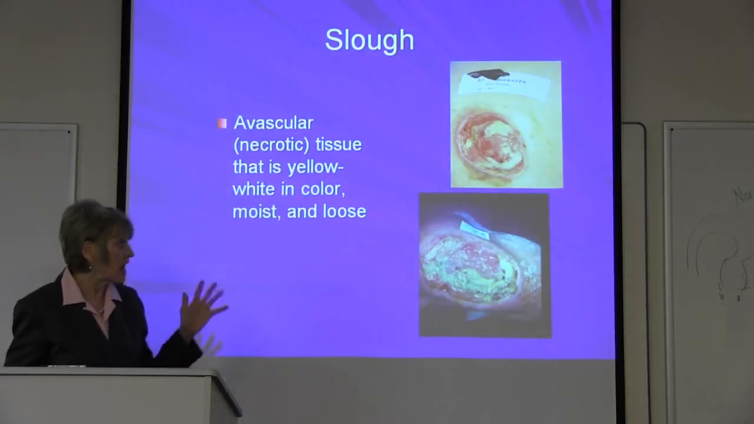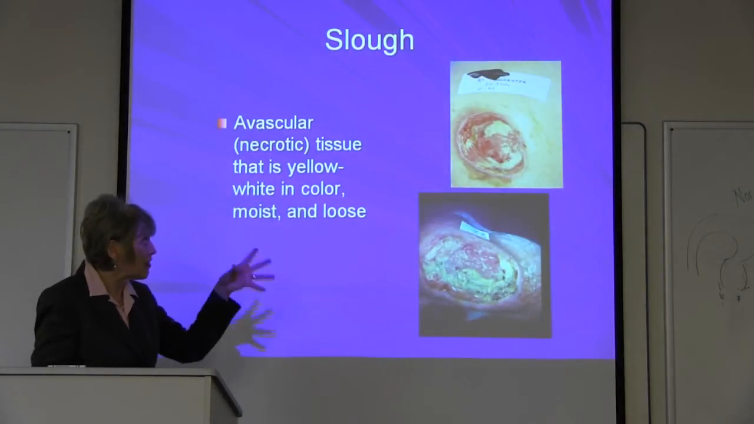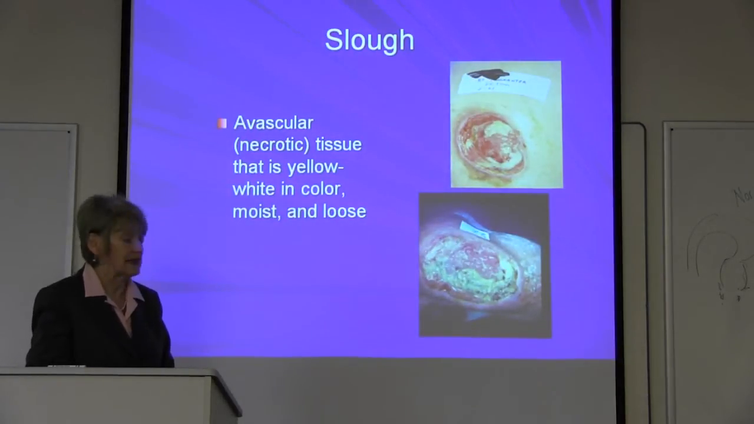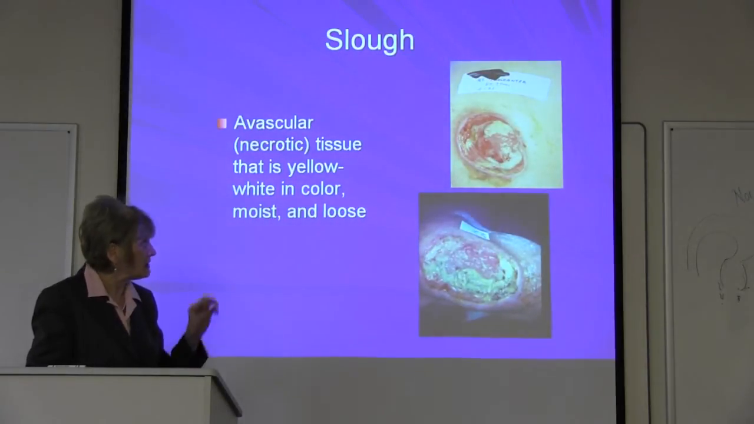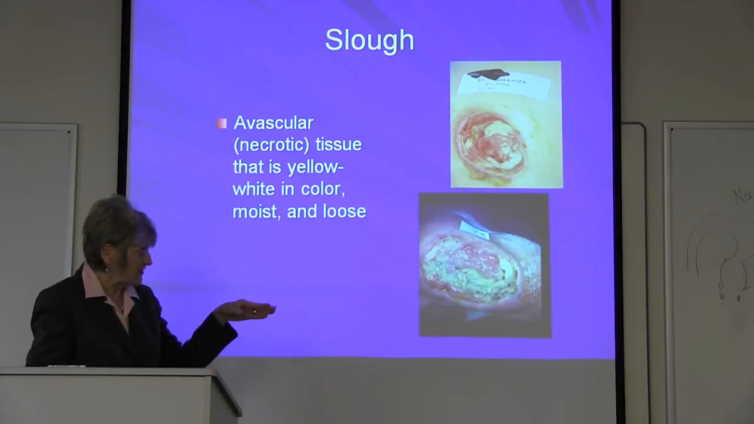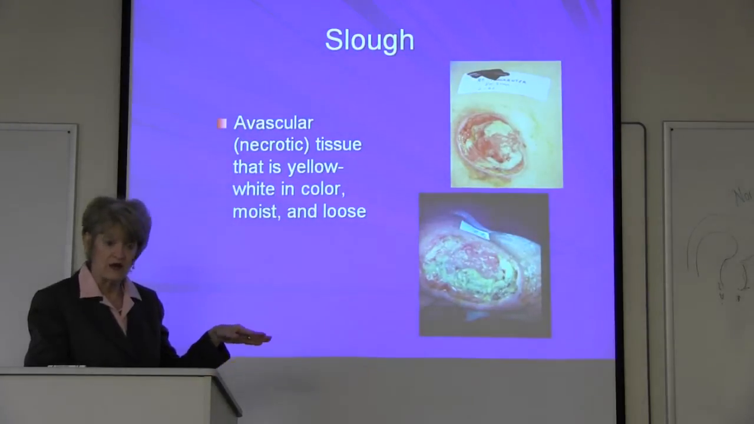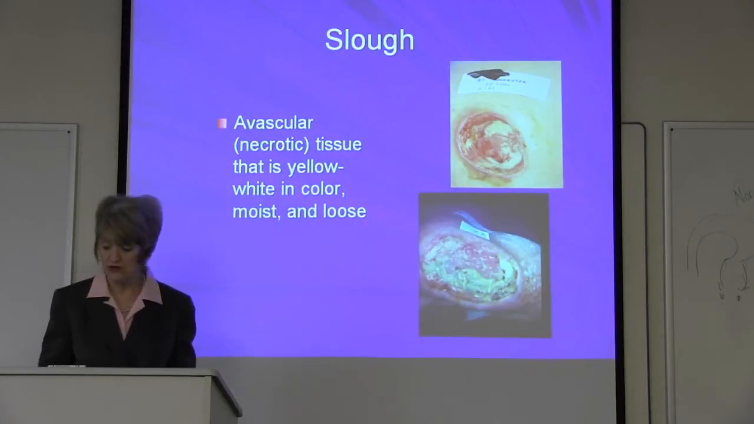So here you see a lot of slough, and in both of these wounds you have an ischemic process. Both of these wounds were pressure ulcers. And you can see that this is loose globular tissue, that it represents fat that is necrotic, and obviously that has to be removed.